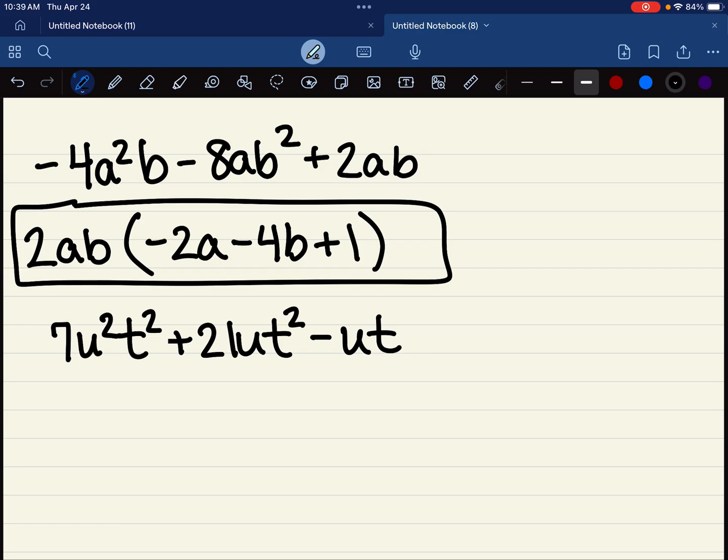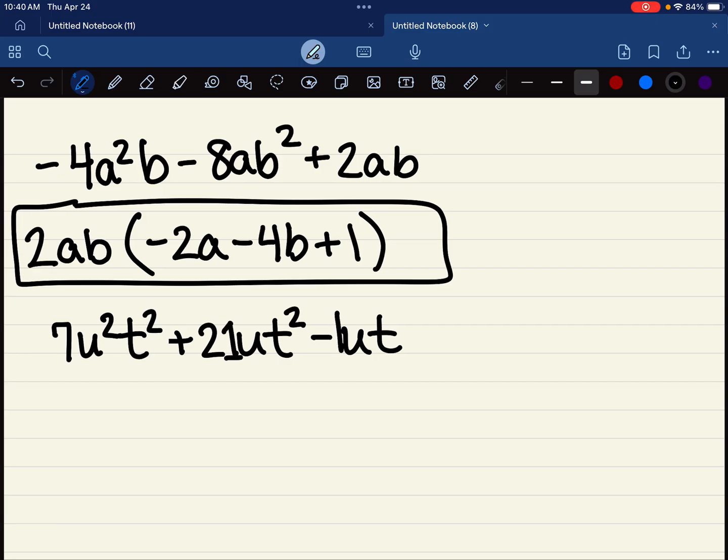Okay, last one like this, and then we got to talk about when we have 4 terms. Anybody want to try this one? Is that 1 UT or 21 UT? 21. 7u squared t squared plus 21ut minus ut. Why 1? Because there's 7, 3, 21, and what number here? 1, right? So you could put a 1 there if you want.